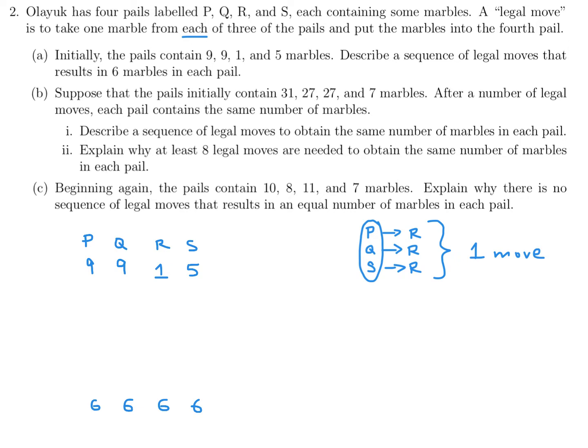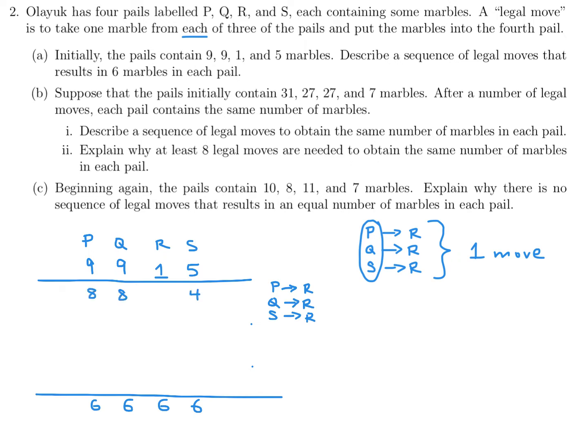Okay, well, let's see. I think the first move, I can put 1 marble from P to R, 1 marble from Q to R, and 1 marble from S to R. And when I do, my numbers would become 8, 8, 4, but then this guy would bump up to 4, right? Because he got 3 marbles. 1 from P, 1 from Q, and 1 from S. Okay, that's a pretty good start.